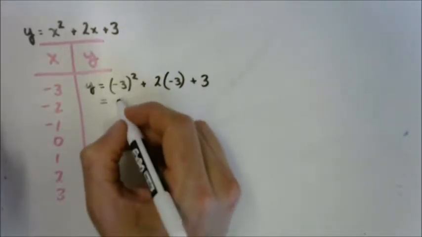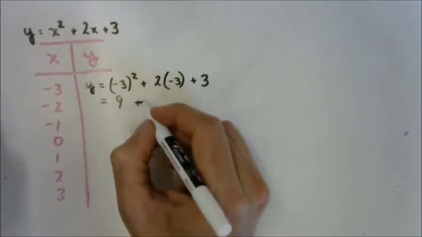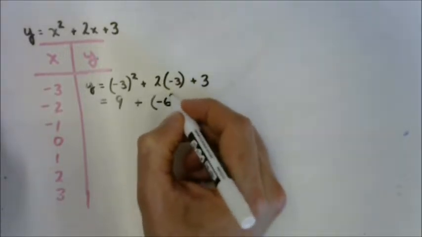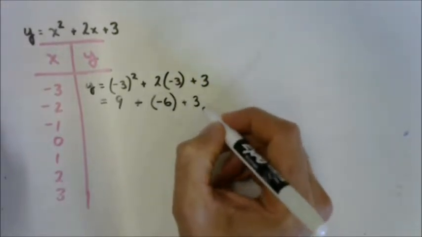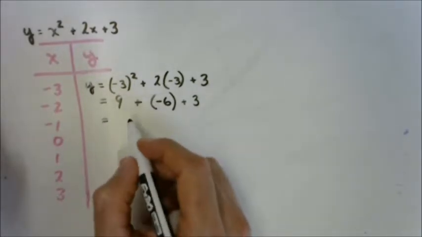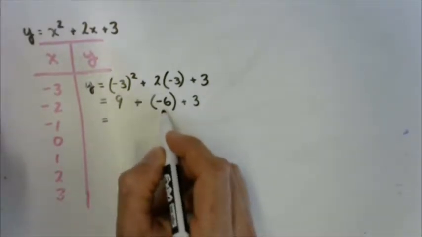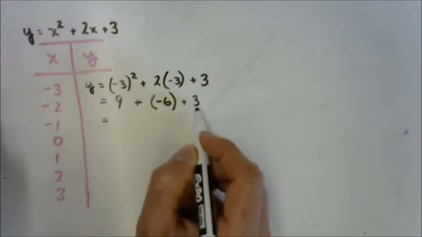So (-3) squared is 9. 2 times -3 is -6. And at the end we have our constant plus 3. This is 9 minus 6 plus 3.